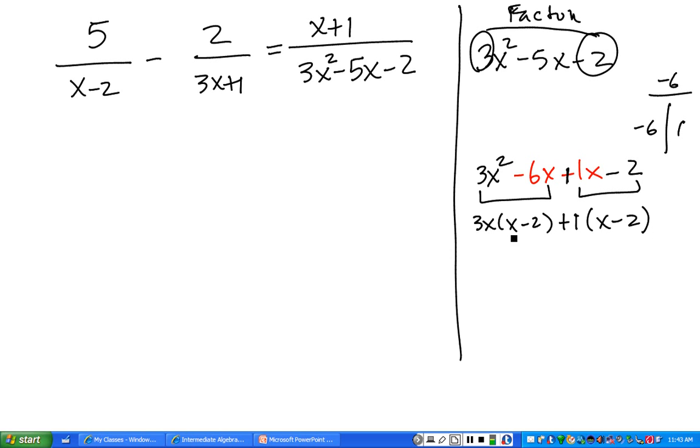Now the common factor is x minus 2. So we take that out, and what remains is just the 3x plus 1. So voila, those factors up here just happen to be the factors of 3x squared minus 5x minus 2. So let's rewrite this problem with those factors.